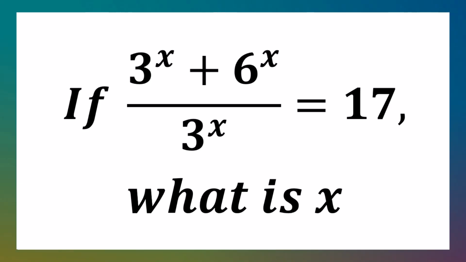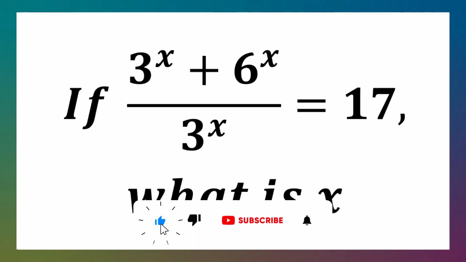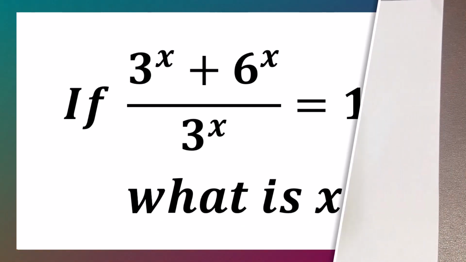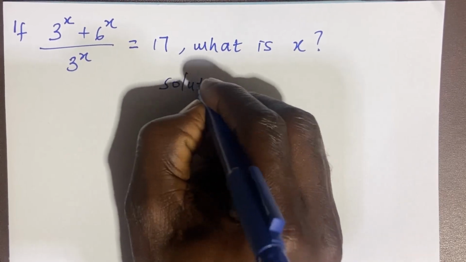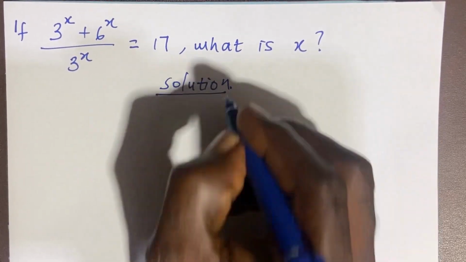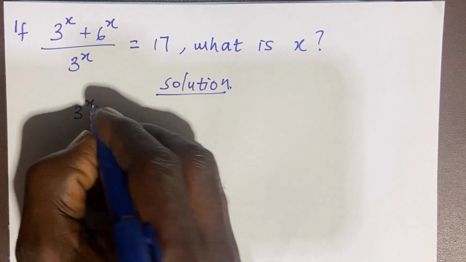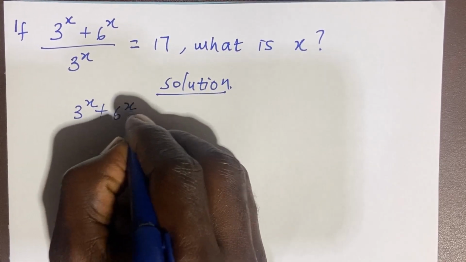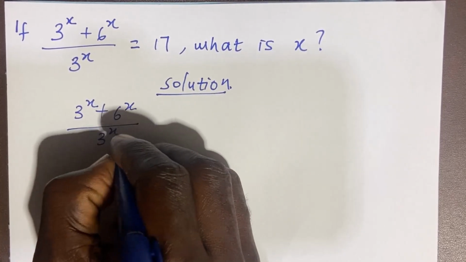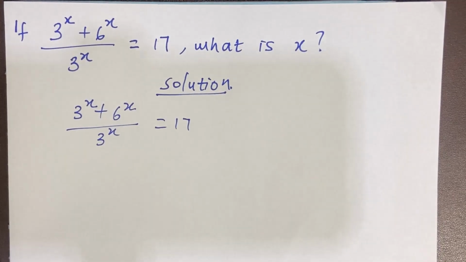If (3^x + 6^x) / 3^x = 17, what is x? Let's look at the solution together. So we have been given (3^x + 6^x) / 3^x being equal to 17.